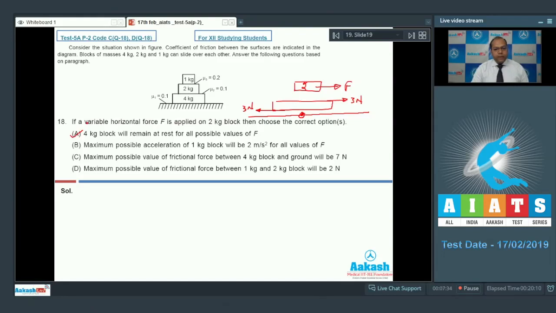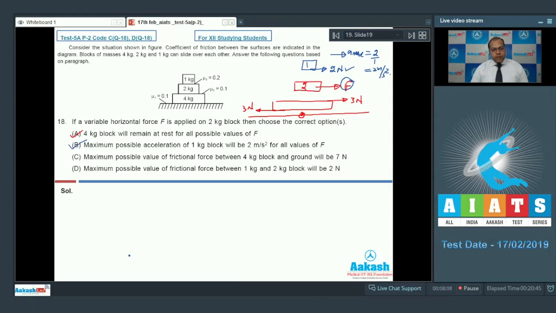In option B, maximum possible acceleration of the 1 kg block will be 2 meter per second square for all values of F. So in case of the 1 kg block, the maximum friction which is possible in this direction is 2 Newton, depending on the value of F. Suppose it reaches this value. At this value, the maximum possible acceleration of the 1 kg block is 2 divided by 1, so that is 2 meter per second square. So option B is also correct.